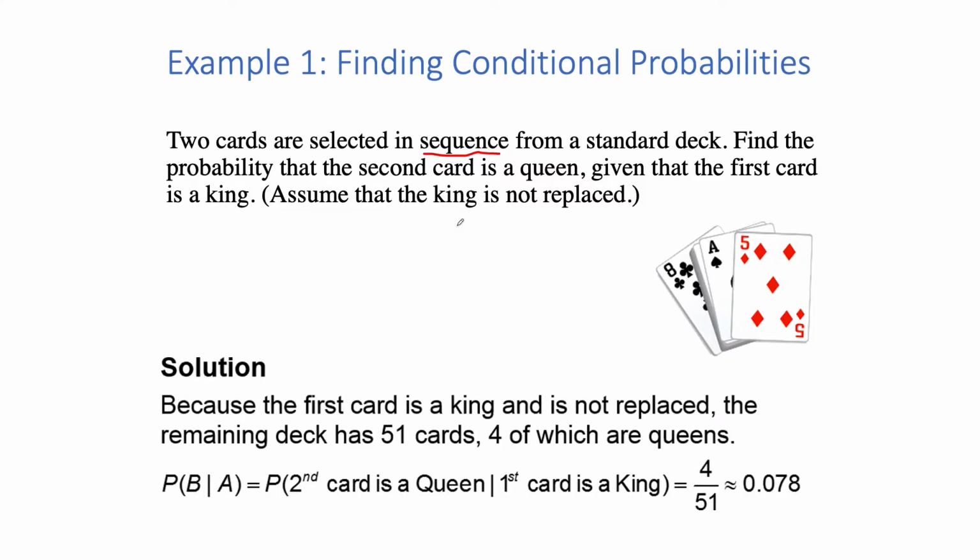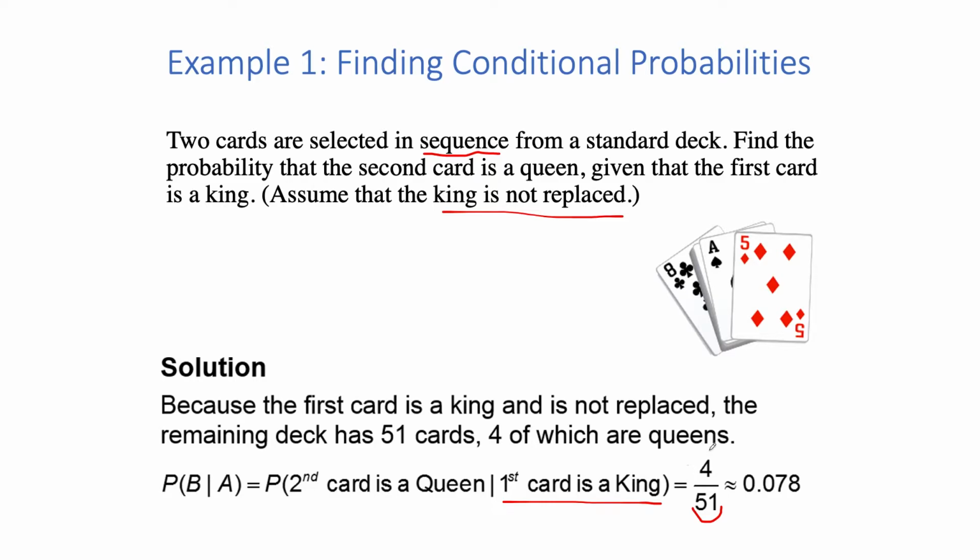Okay. So if you can imagine the situation, this is the first event. The first card is a king, and the king is not replaced. When I pull out a card, which happens to be a king, and I throw it away, I will not have 52 cards left because I've thrown one card away. Now I have only 51 cards to choose from when I go to pick the second card.